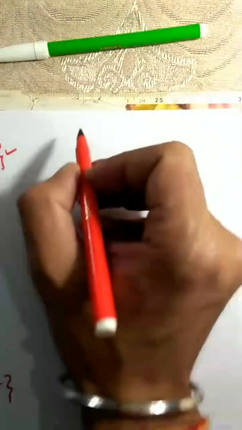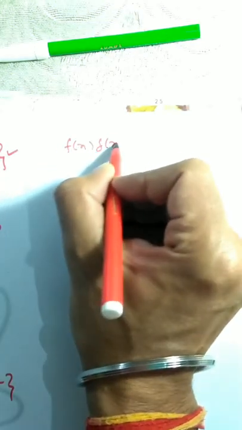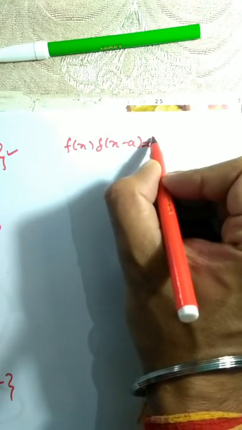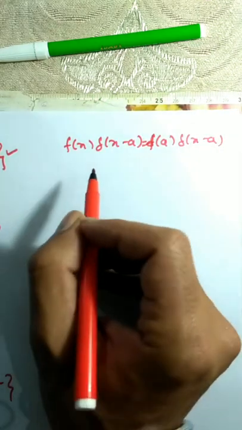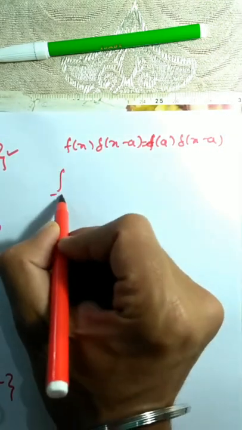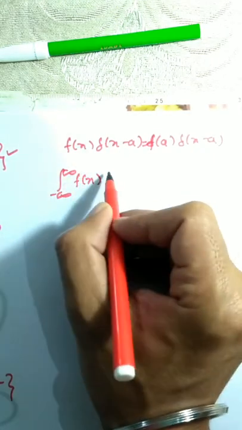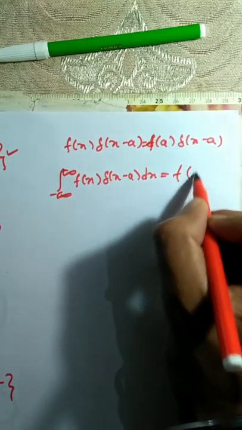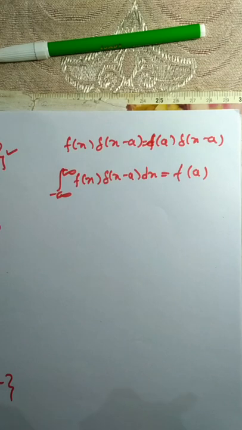So we have also generalized our delta function, and this property can be written for this function like this: f of x times del x minus a can be written as f of a del x minus a, and at last if we integrate this multiplication, then it will be f of a. It will attain the value of the function at that point a.